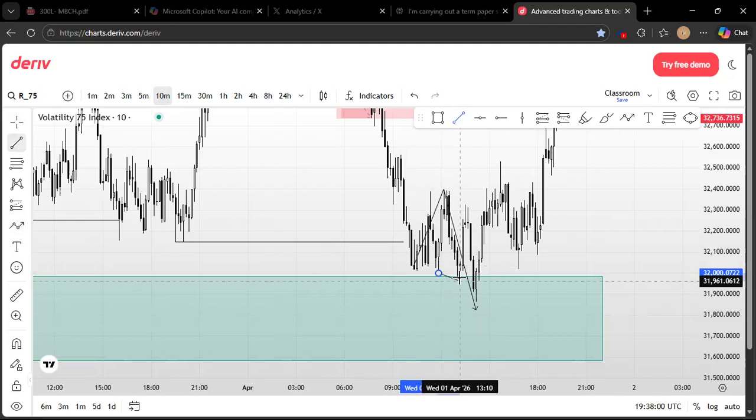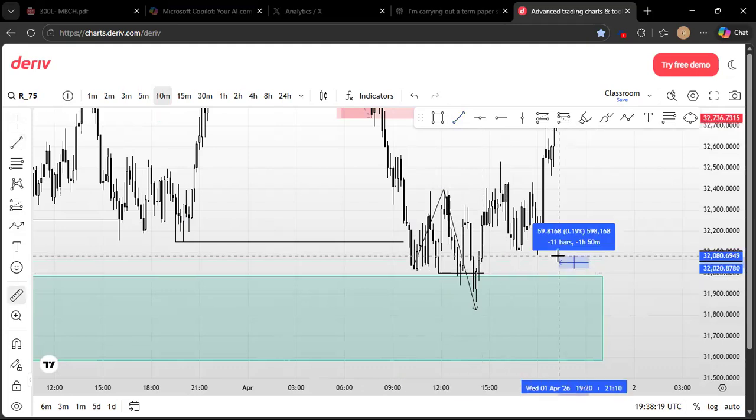This particular low here, we are not going to consider it because price only swept this previous low without closing below it. Had there been a candle body closing below it, then we'd have considered that low also at around this region. But this is where the break of structure happened. So it's more like a sweep of liquidity.